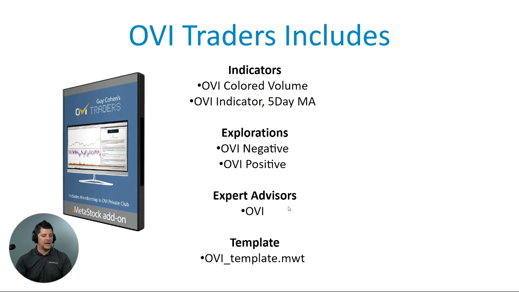Expert advisors, we have the OVI Expert Advisor, which I just showed you a little bit about, that's going to educate you on how long that stock has been in the bullish or bearish phase, consecutively, as well as over the course of the last 50 periods. It also comes with the template that you can apply to any optionable stock, and it's going to work just fine.